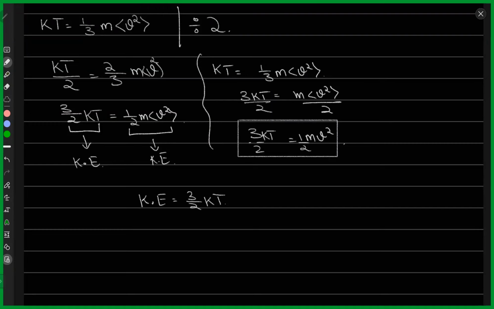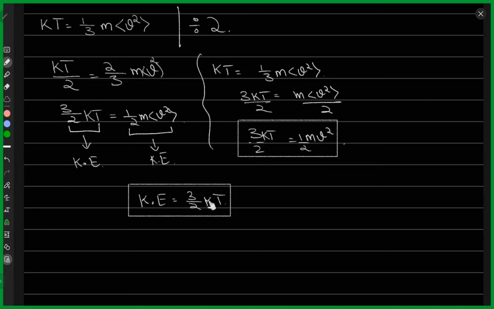Okay, so this is the kinetic energy, which is 3 by 2 kT. This is the kinetic energy of a particle that is moving in any environment, and it's given in terms of temperature.